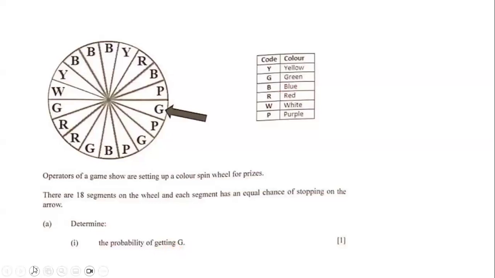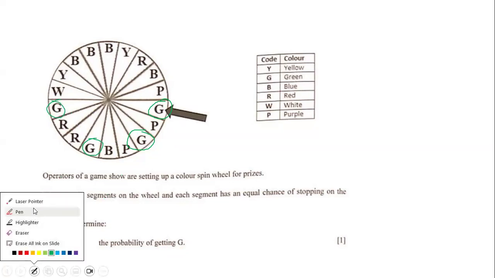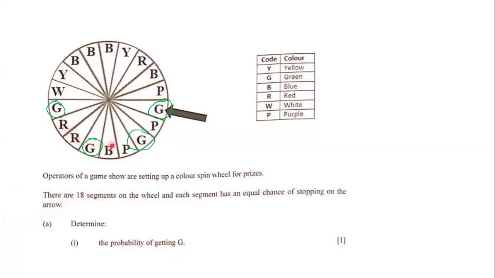Now G stands for green. And so the first thing we have to determine is how many greens are there on this color spin wheel. And so we have 1, we have 2, we have 3, we have 4, all right, and there are no more greens. There are only 4 greens. And so there are 4 greens on this color spin wheel, but there are 18 segments on the wheel. So the probability of getting G, or the probability of getting green, is 4 over 18. Why? Because there are 4 G's and there are 18 segments.